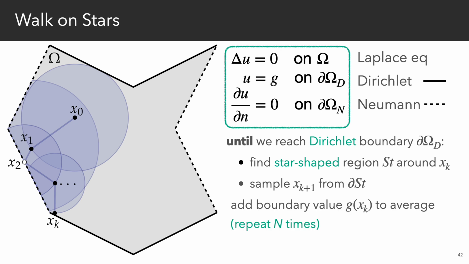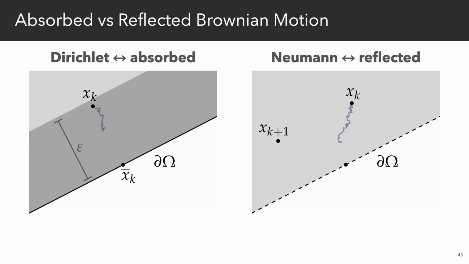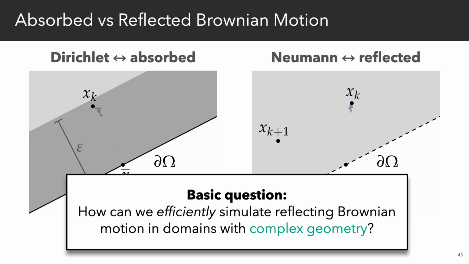So the key difference, as you can see in this picture, is that our random walks can now reflect off Neumann parts of the boundary. And this really is the right thing to do from a stochastic point of view, because Dirichlet conditions correspond to random walks that get absorbed, while Neumann conditions correspond to random walks that get reflected. So to develop an algorithm like this, we have to answer a very basic question, which is how can we efficiently simulate reflecting Brownian motion on domains with complex geometry?